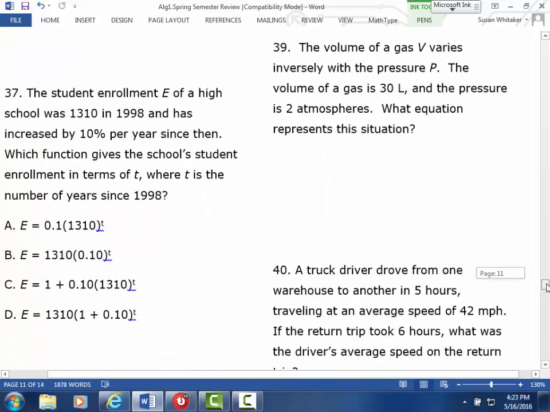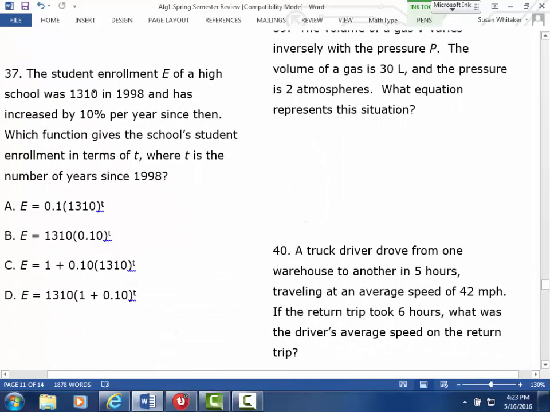All right, 37. The student enrollment E of a high school was 1,310 in 1998 and has increased by 10%. Okay, increased by 10%, that's going to be important. Which function gives the school student enrollment in terms of T, where T is the number of years since 1998? Okay, so in 1998 we were at 1310, so that's where we started. And so in our equation we're starting there.